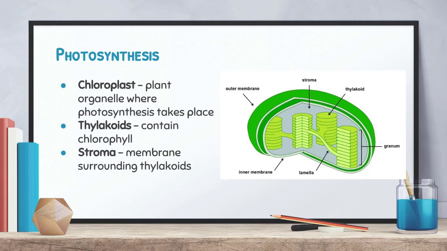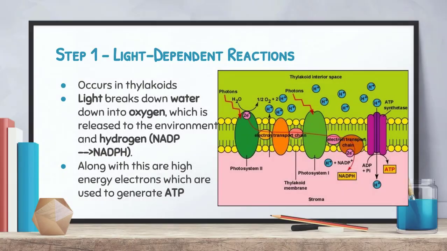The thylakoids actually contain the chlorophyll, and you see here they look like little discs, stacked together in what's called a granum. And the stroma on the outside of the thylakoid is the membrane that surrounds them. So this is a very important organelle as it absorbs the light, and most of the process of photosynthesis takes place inside of this organelle.